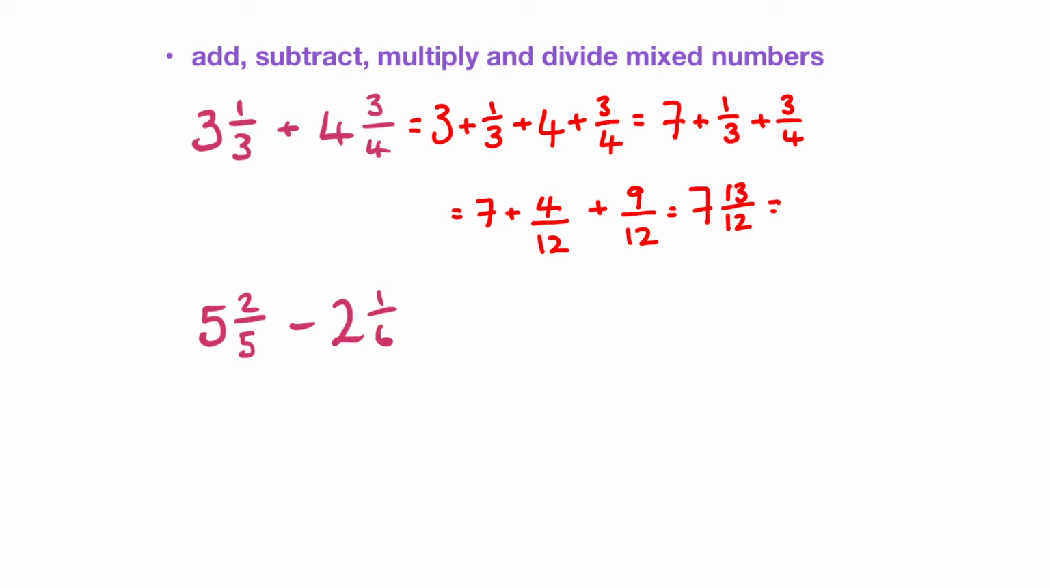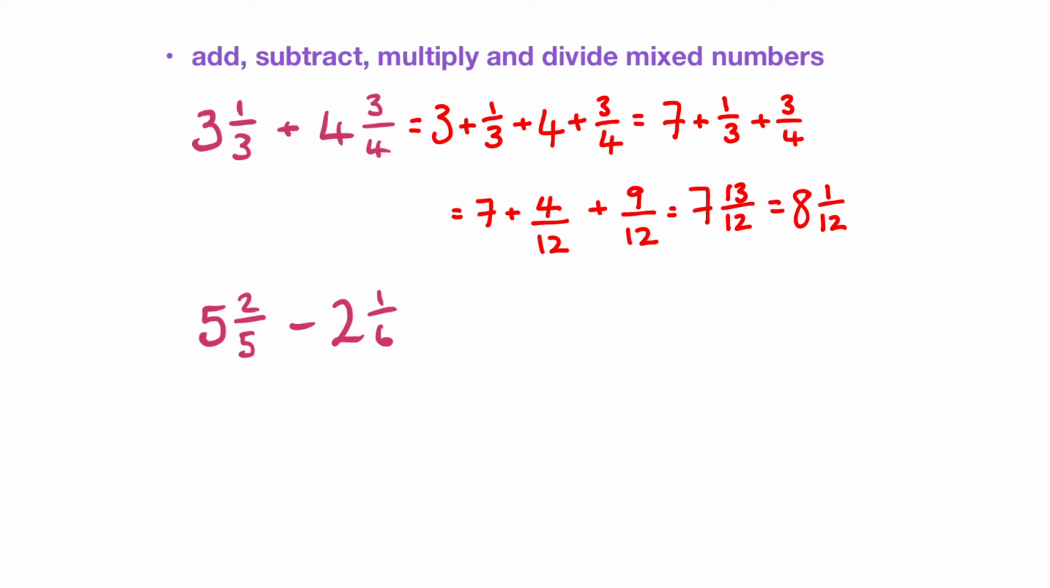Remember 13 over 12, 13 12ths. If you've got 12 12ths, you've got a whole one, haven't you? So we've actually got another whole one, so we've got 8. And then you've got an extra 1 12th there. So 7 and 13 12ths is exactly the same amount as 8 and 1 12th.